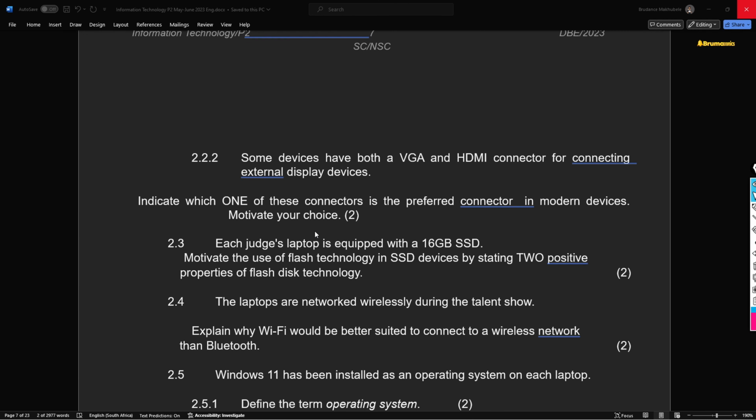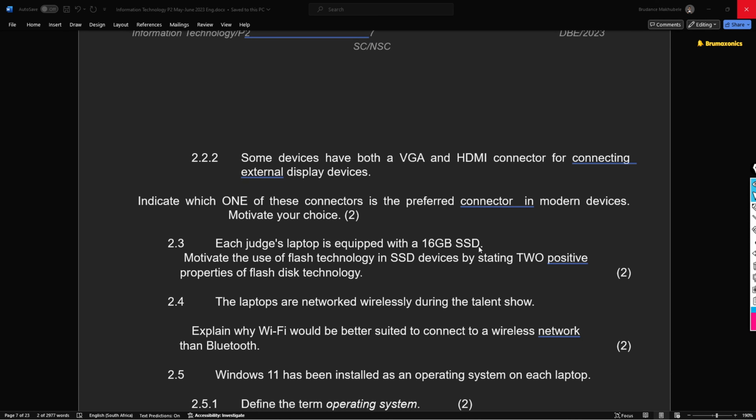Each judge's laptop is equipped with 16 gig of SSD, which is very small. Motivate the use of flash technology in SSD devices by stating two positive properties of flash disk technology. So remember, we are no longer facilitating the use of hard disk, or hard drive, I can say.